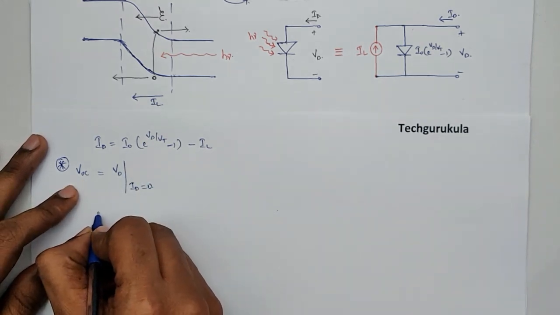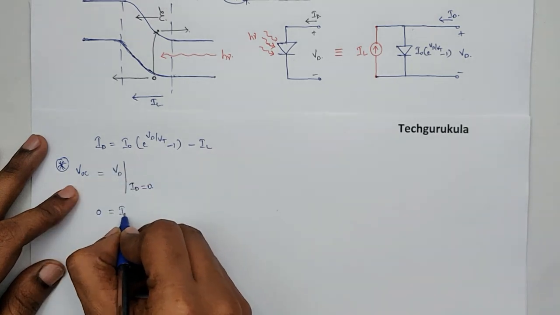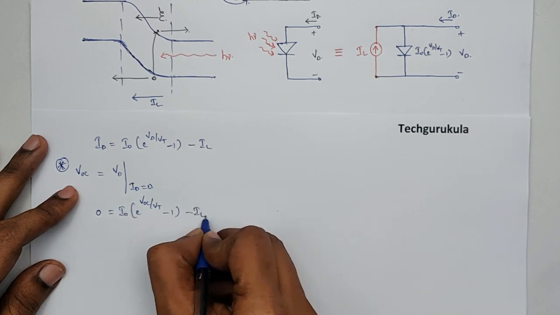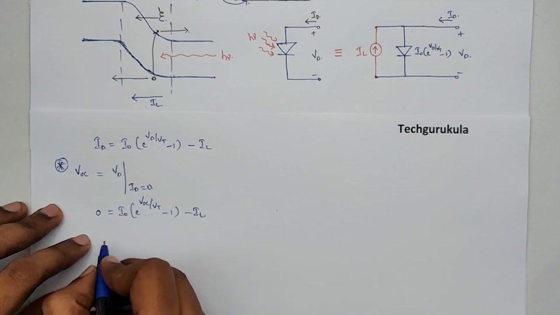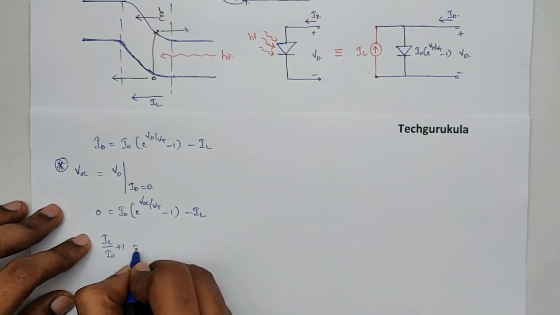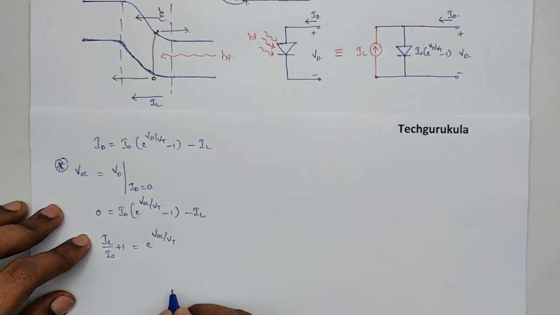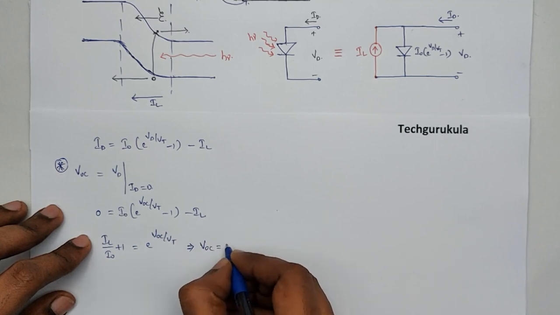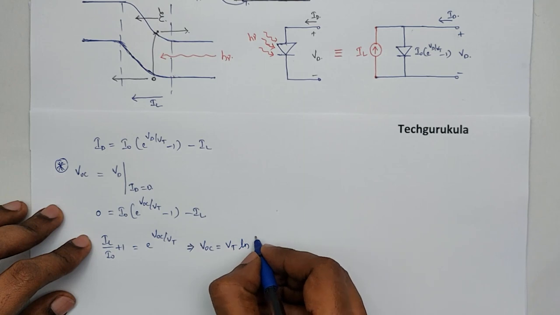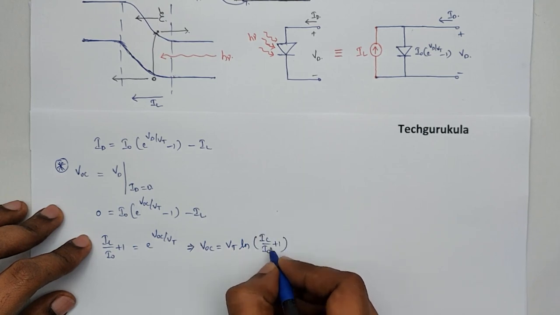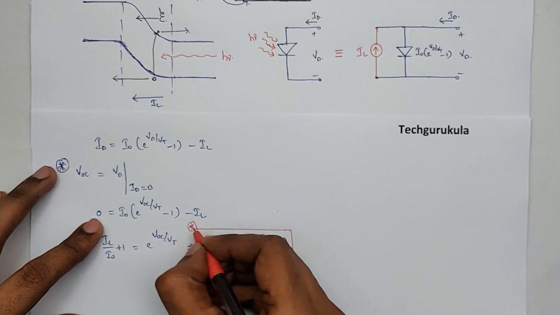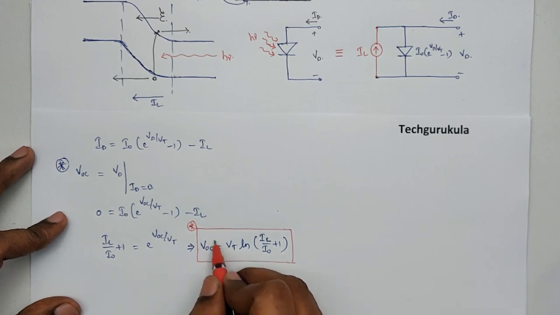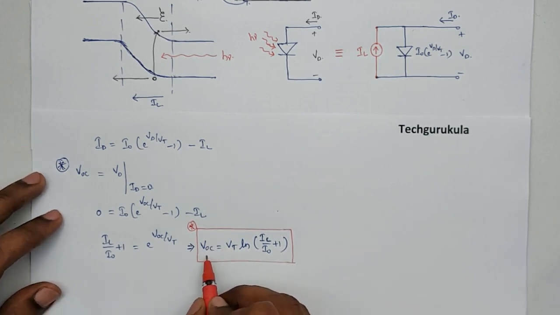So let's do that. So 0, ID is 0, equal to I naught times e power VOC over VT minus 1 minus IL. This can be written as IL over I naught plus 1 is equal to e power VOC over VT. We can write this again as VOC is equal to VT ln of IL over I naught plus 1. This is a very important expression. By knowing the thermal voltage, IL and I naught, we can find what is the open circuit voltage of the PN junction solar cell.